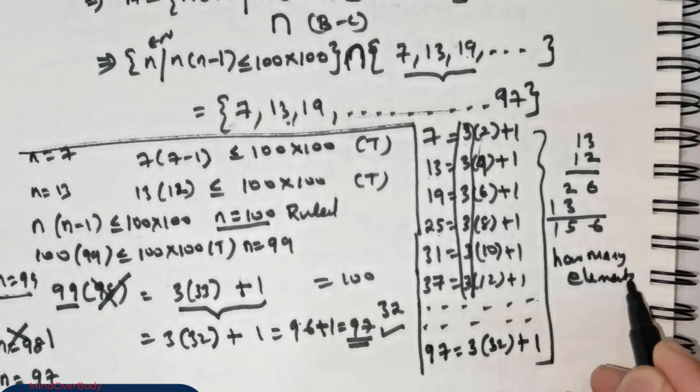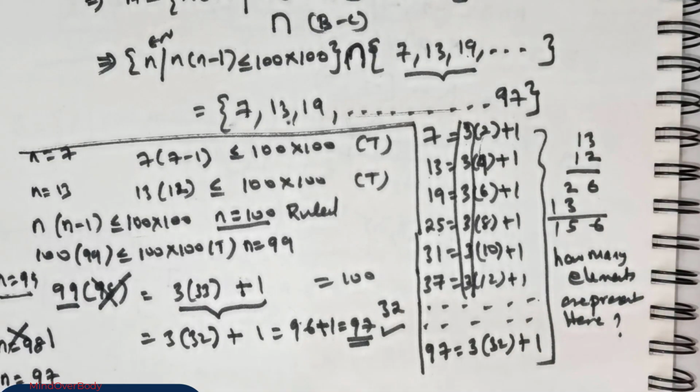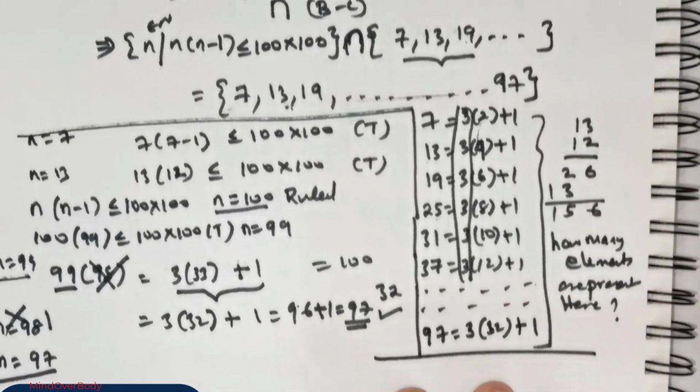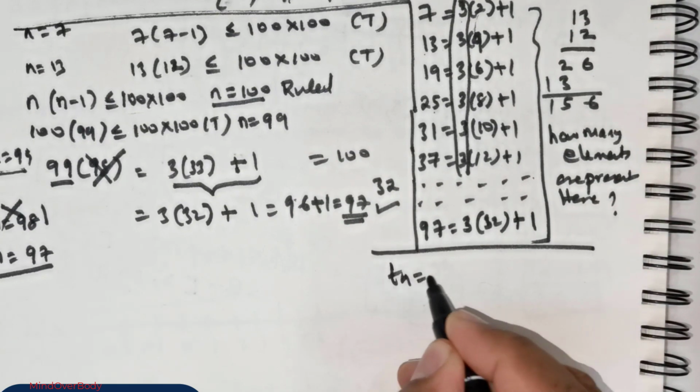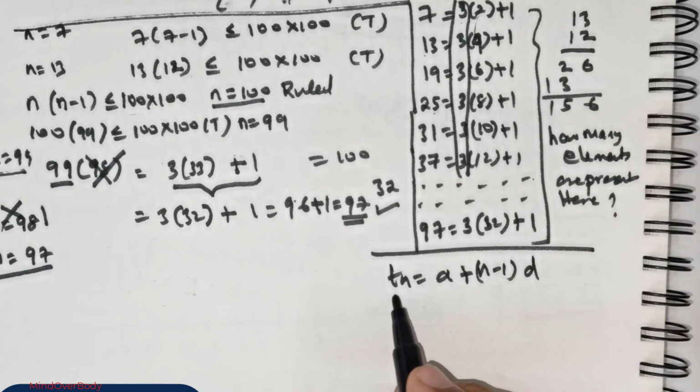Can you tell me how many elements are present here? Now to find the number of terms, let me use the space. We are going to be using this formula: Tn is equal to a plus n minus 1 into d. So this is the last term.